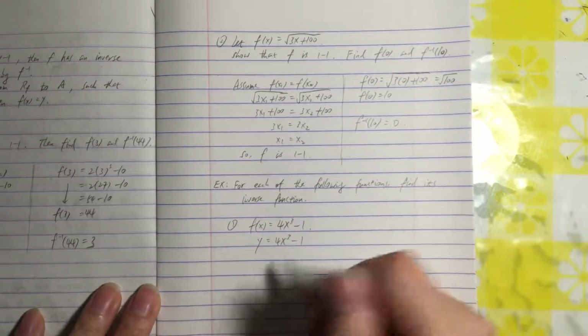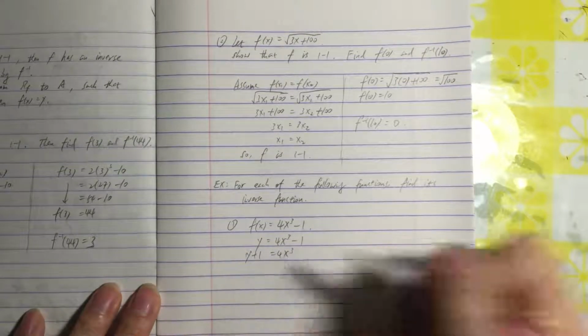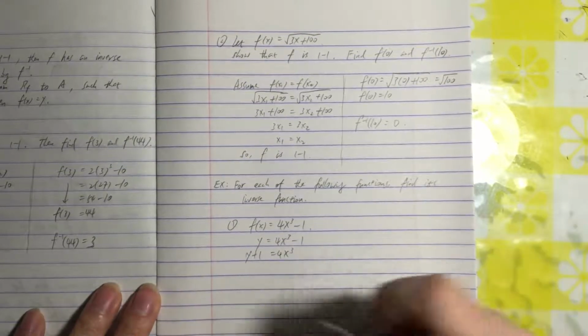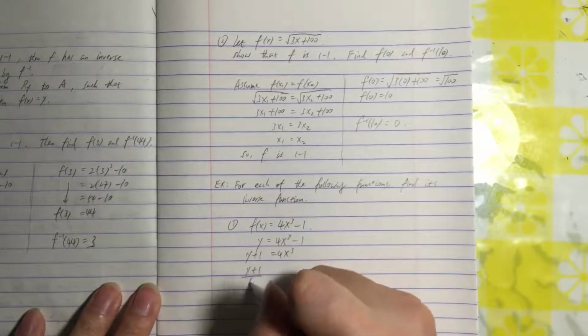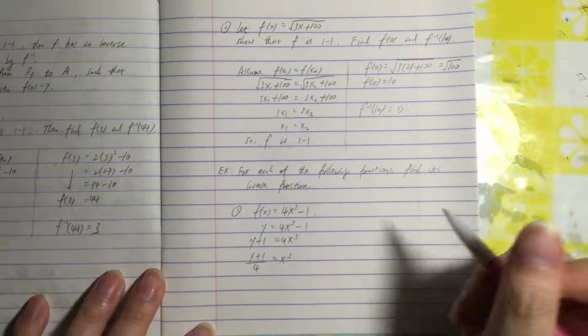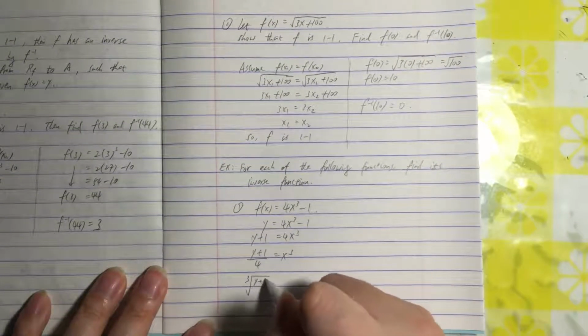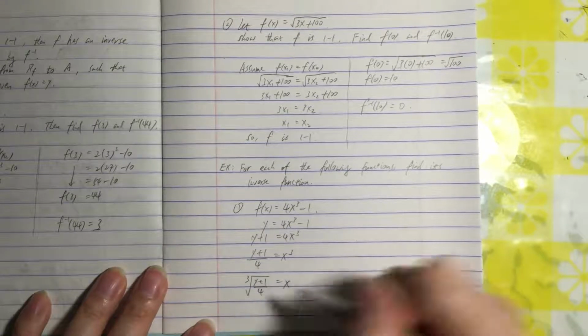I can first add 1 to both sides. I get y plus 1 equals 4x cubed. Then I can divide both sides by 4. I get (y plus 1) over 4 equals x cubed. Next, I can take the cube root on both sides. I get the cube root of (y plus 1) over 4 equals x.